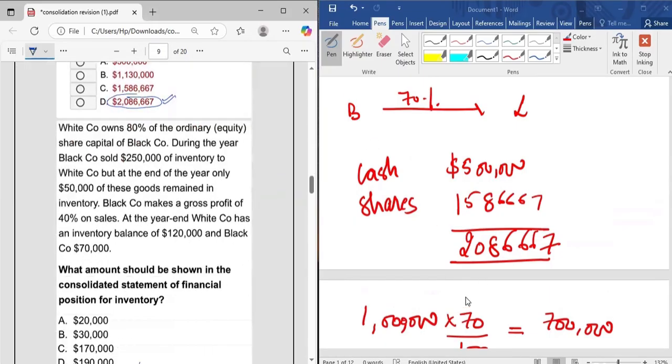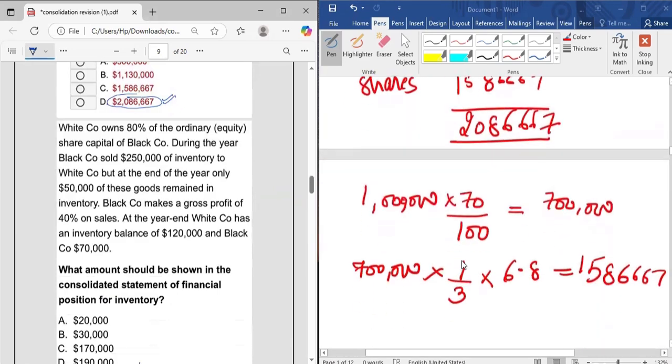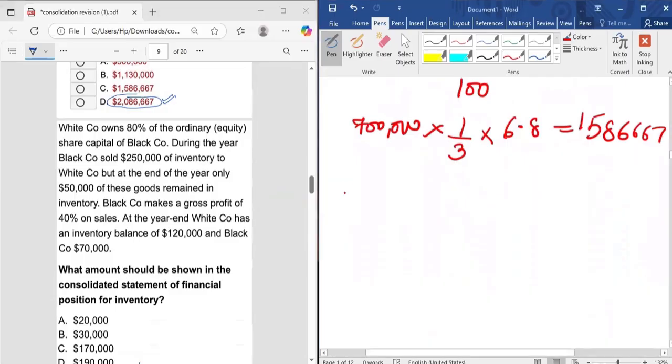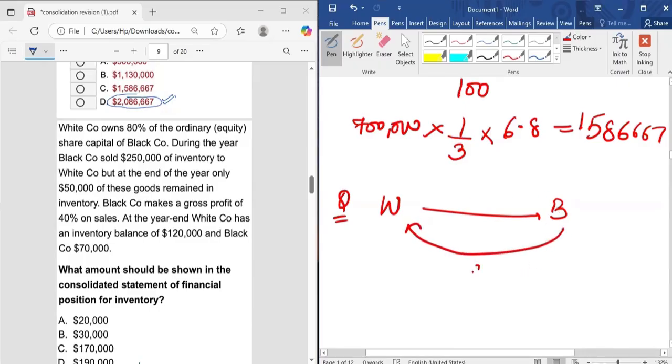Now let's move forward to the next question. White Company owns 80% share capital of Black Company. So White is the parent company and Black is our subsidiary company. During the year, Black sold $250,000 of inventory to White Company. So again, this is an intragroup transaction. Black has sold some goods to White and they were worth $250,000.